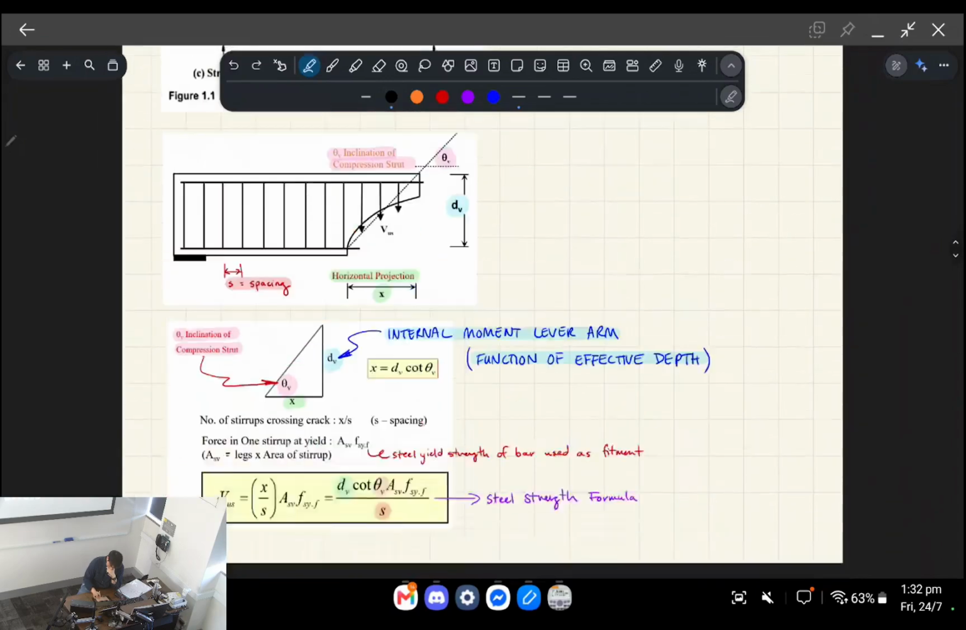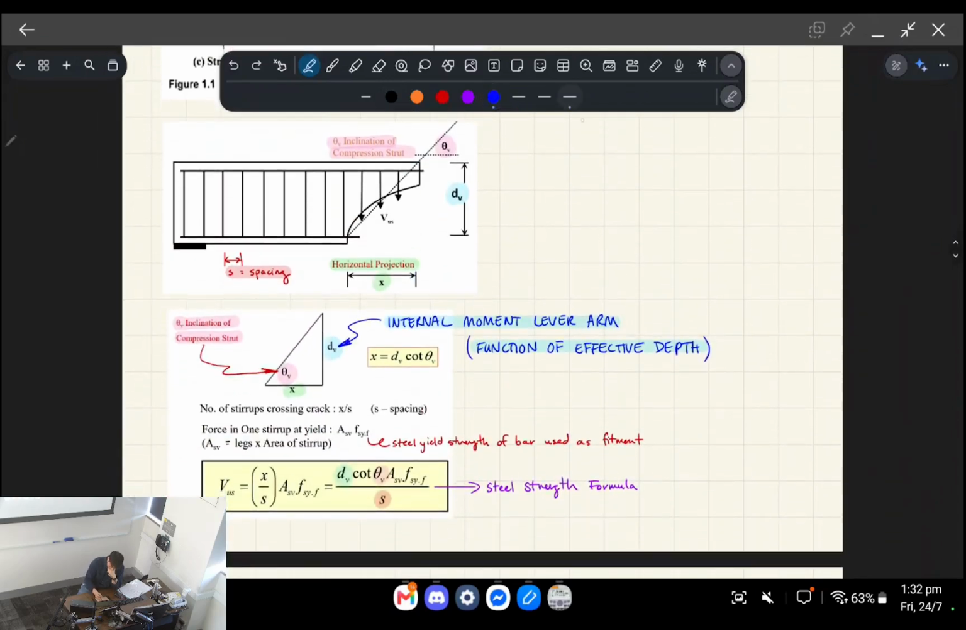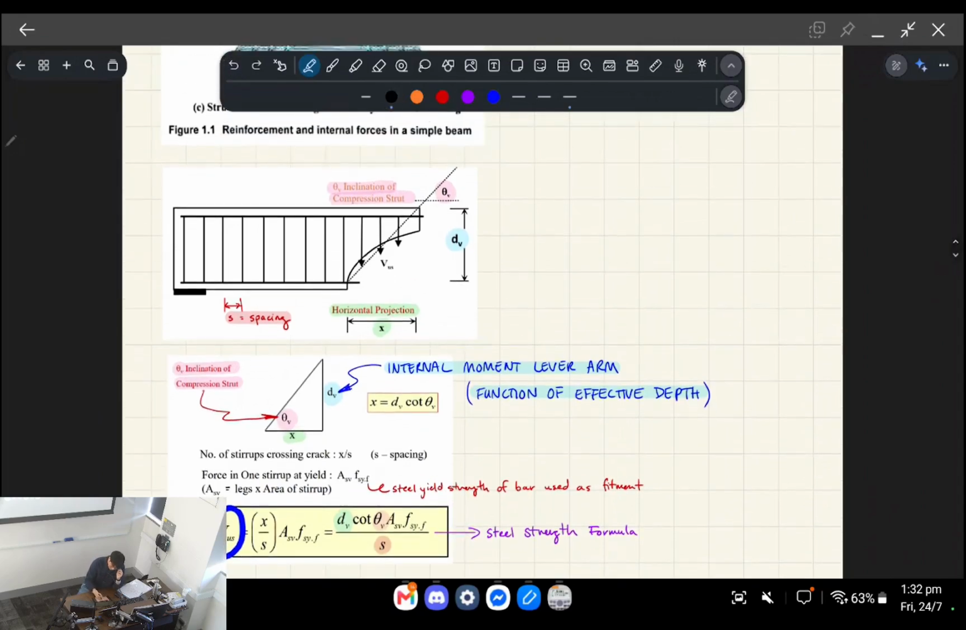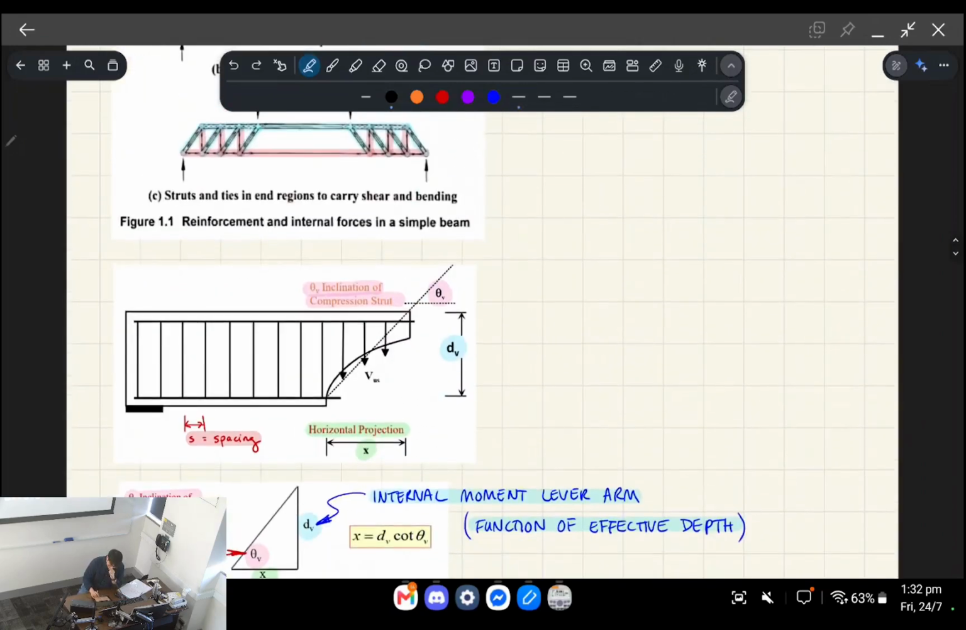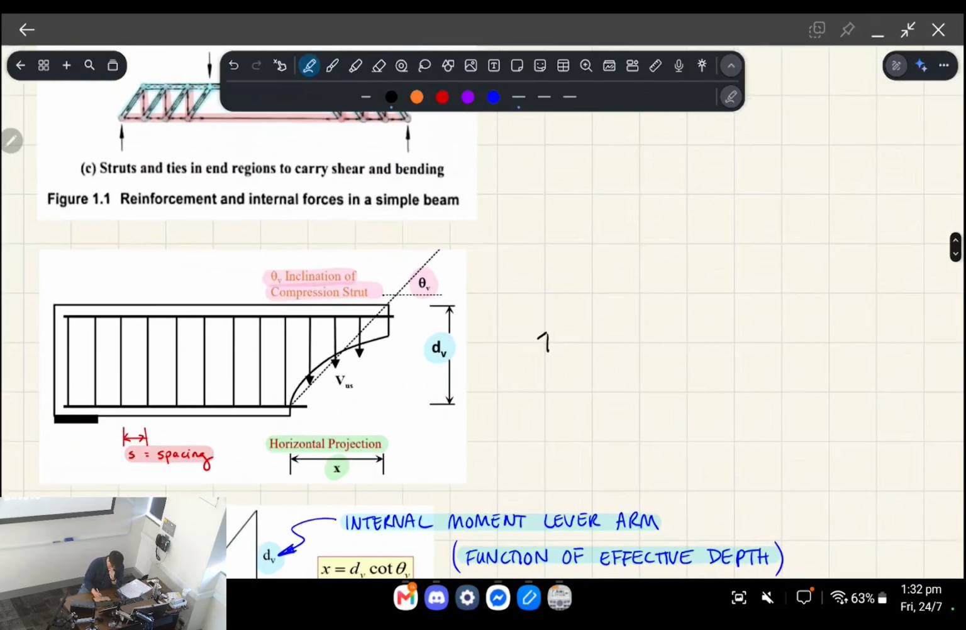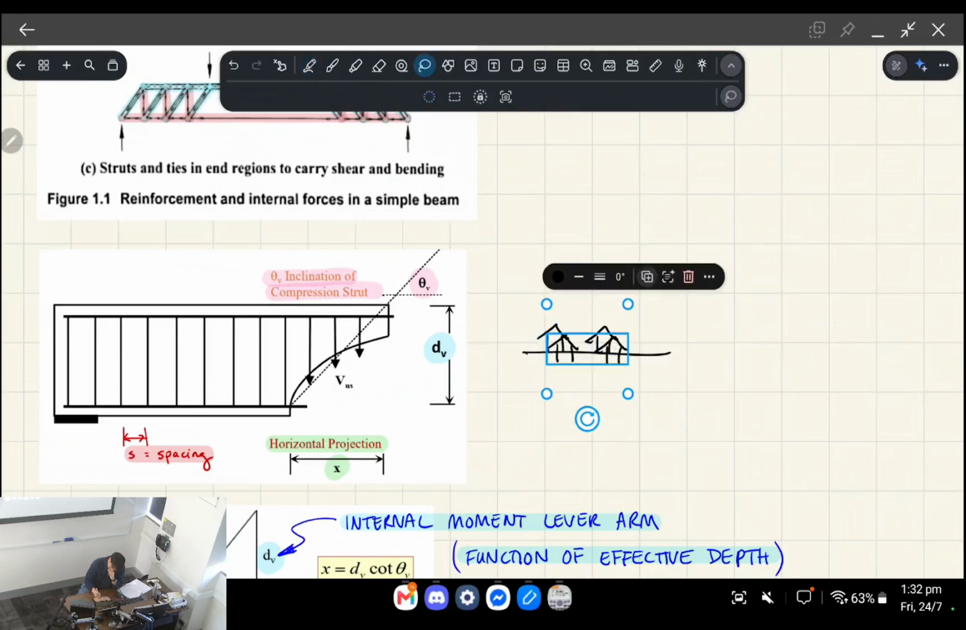Okay, so what you'll find is the way that we calculate the contribution of shear strength due to the steel is using this big formula, except I'm going to try to explain where this formula comes from as briefly as I can. Okay, so you're going to need to bear with me. I'm going to do another analogy. Okay, so I'm going to copy a bunch of houses over, like so.